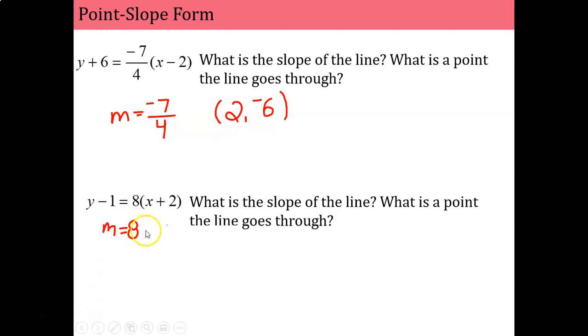The slope is 8. Again, we take this number, that's the slope. And then the point that the line goes through is -2. Again, I know this is a negative coordinate because it has a plus sign in front of it. And then I know that this is a positive coordinate because it has a subtraction symbol in front of it.